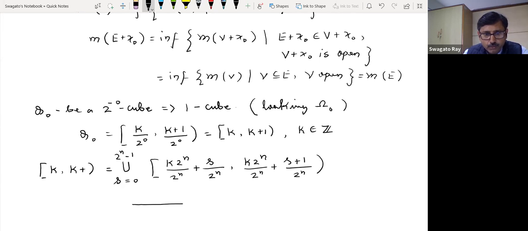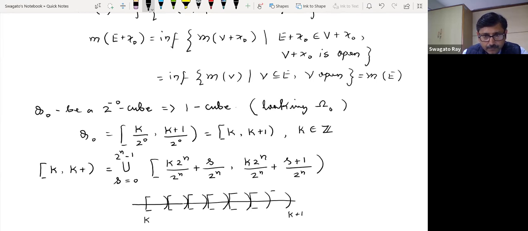Pictorially speaking, what I am doing is simply the following. This is K. This is K plus 1. Choose any n. Break it into equal pieces such that everybody has length 1 by 2 to the power n. That is all. This is what I have done.